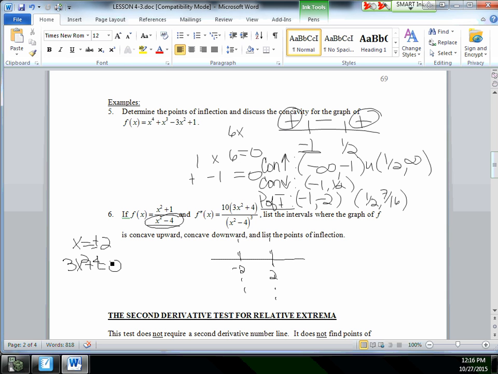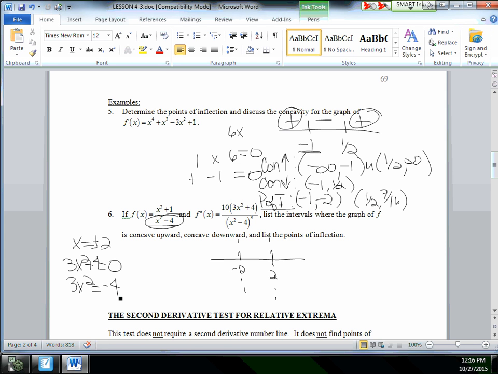If you solve for that, you get 3x squared equals negative 4. And what's going to happen there when you go to solve that? You're going to get a negative under the radical, which means that top part is never going to be 0. So we actually don't have points of inflection, but we still need to test on our number line because we can still know when the graph is concave up or concave down.